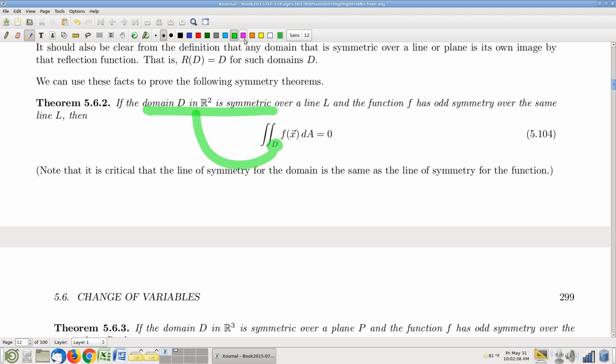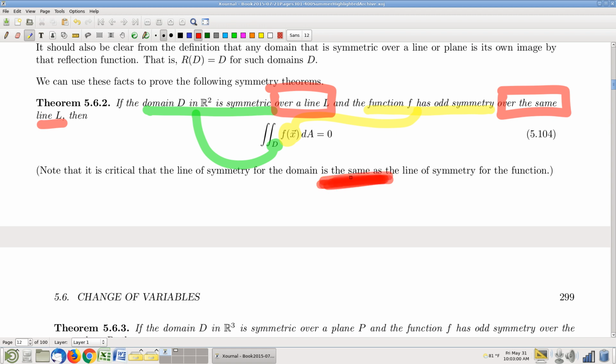If the integrand has odd symmetry over that same line. So now I emphasize the line of symmetry for the domain and the line of symmetry for the function. They have to be the same line. Right? If these two conditions are satisfied, then it's the world's easiest kind of integral to evaluate. The answer is 0. Right? So wonderfully convenient, powerfully convenient, I'll say again.